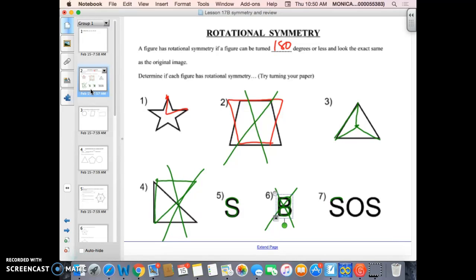Interesting. Let's see if we turn SOS upside down, will it have symmetry? And I'm wondering, check it out. That is so cool. So those are the shapes that have rotational symmetry.